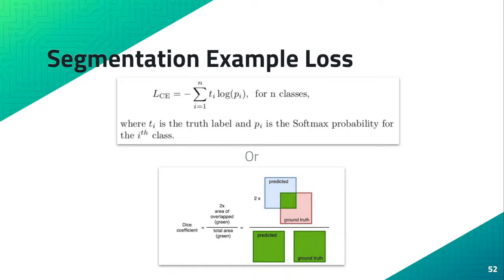An example of a segmentation loss: the IOU doesn't fit on this one because the IOU doesn't really punish you if you're not predicting correctly. The dice coefficient is better on this part.